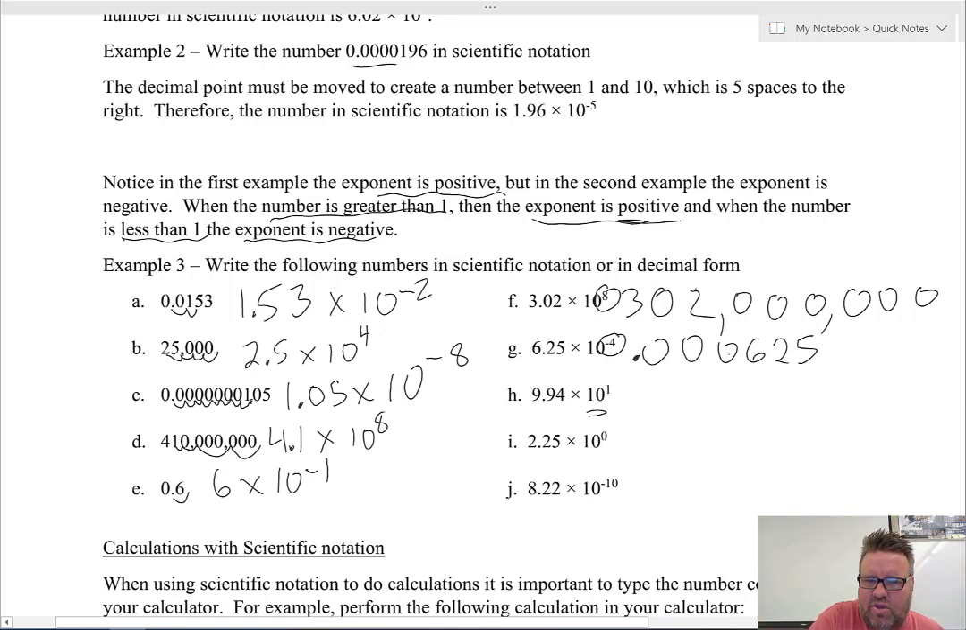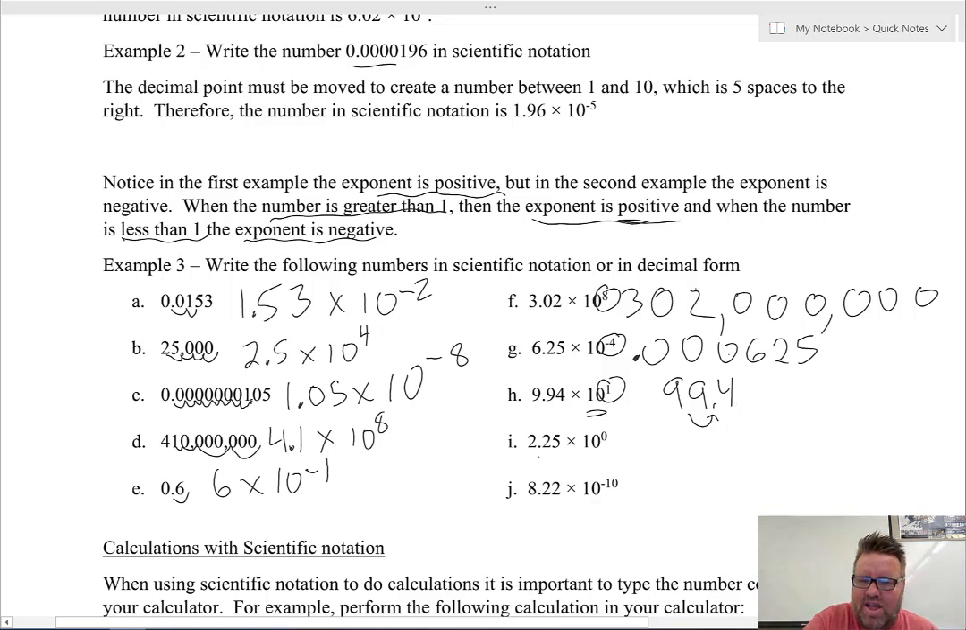9.94 times 10 to the 1 means that we've got 1 space to move it. And because it's positive, it's got to be greater than 1. So instead of 9.94, we just move that decimal point 1 space to the right. So it's 99.4. Okay, and again, would you do that with normal scientific notation? No, you wouldn't. But again, we do need to know the rules.